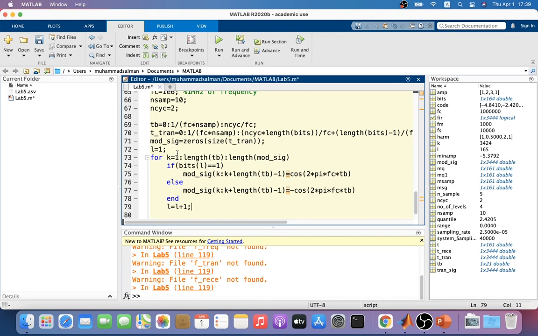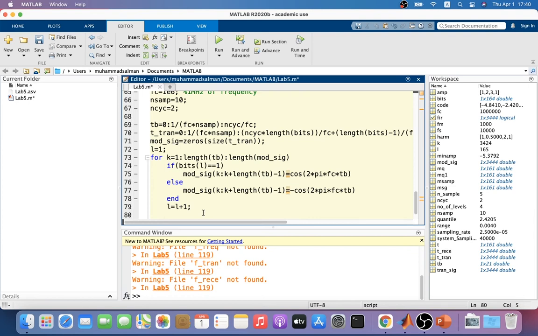It's starting from k equal to 1. So the current index of k, which can be any number here, plus the length of tb, so it will be jumping. For example, if the current bit is 1, from here to here I have the tb length, and it has two cycles, and those cycles should be cos 2 pi fc, starting from 90 degrees. And if that bit is 0, then those two cycles should start from 270 degrees, from the reciprocal side. So this is the whole story.